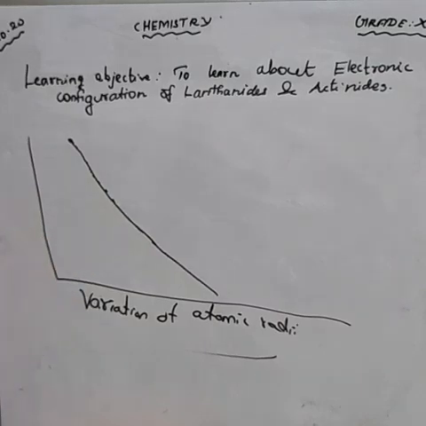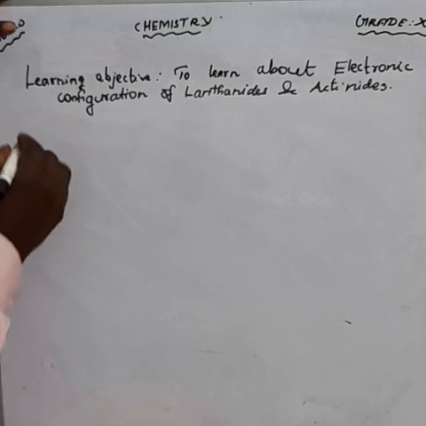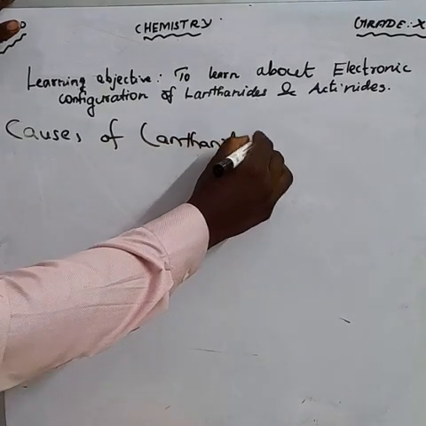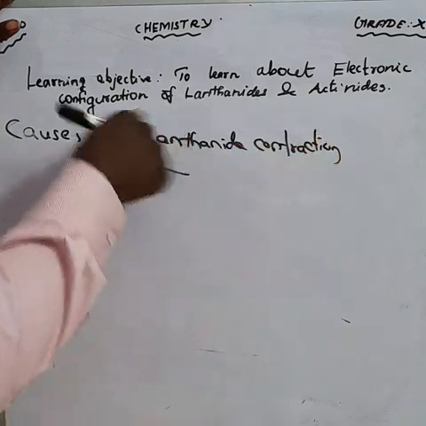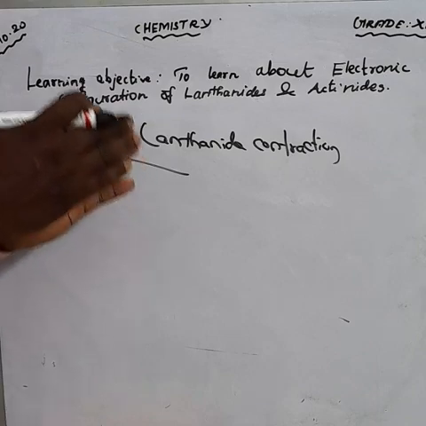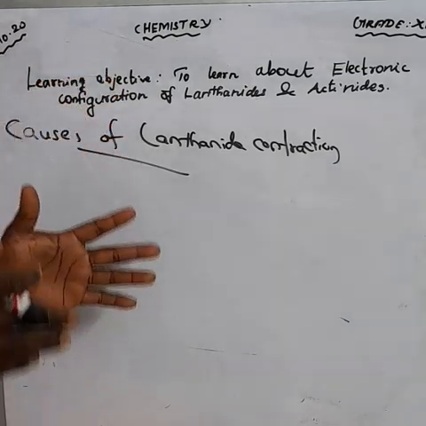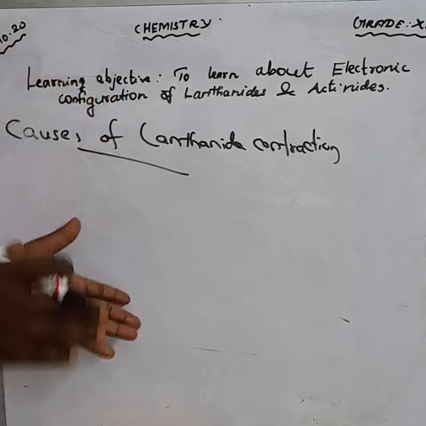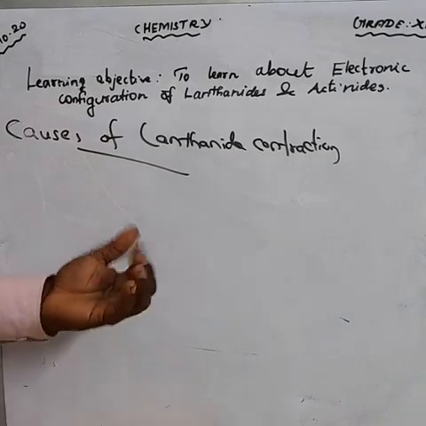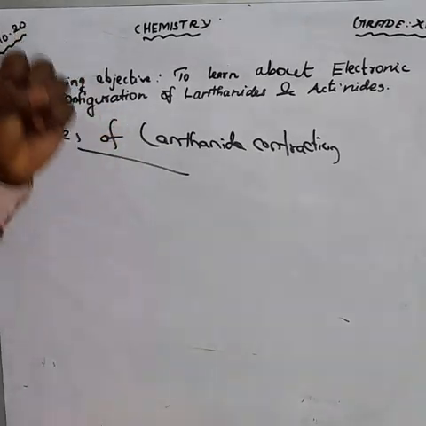Then what are the causes of lanthanide contraction? Here, as we move from one element to the other, that means lanthanum, cerium, praseodymium, neodymium, promethium, and so on, atomic numbers 57, 58, 59, 60, 61, for the 4f series, the nuclear charge increases. When the atomic number increases, the nuclear charge increases, from one element to the next.